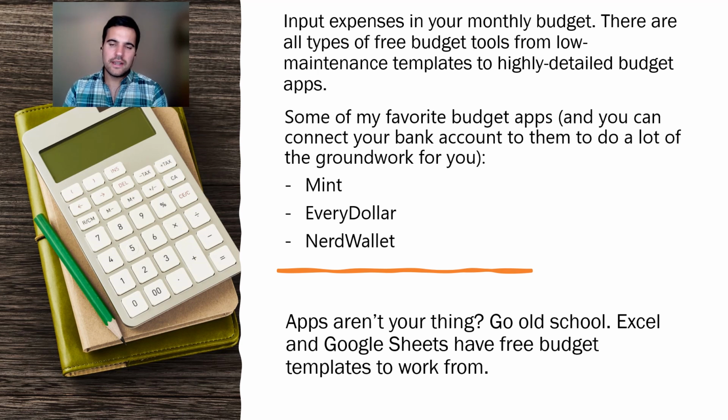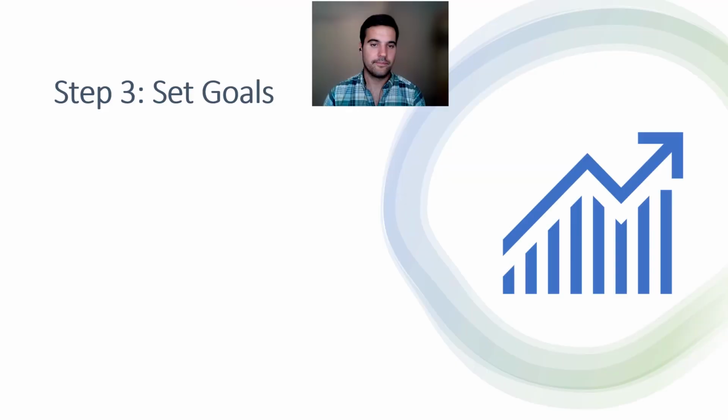If apps aren't your thing, you can go old school, just like I was mentioning earlier. You can use Google Sheets or free budget templates to work from. Excel programs. There's all types of things. You can just Google it too and come up with all types of free templates that you can use. And again, I recommend starting out with that.